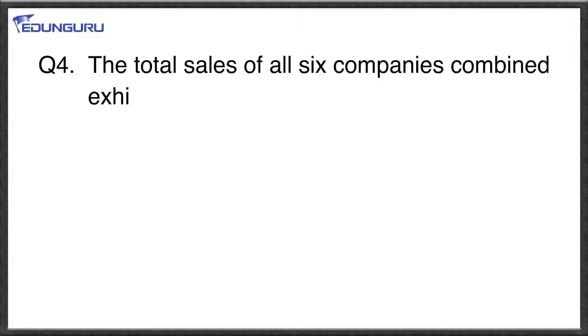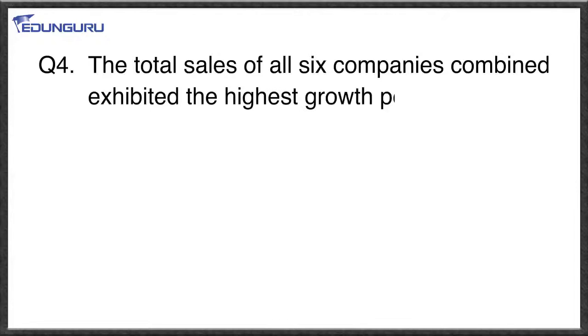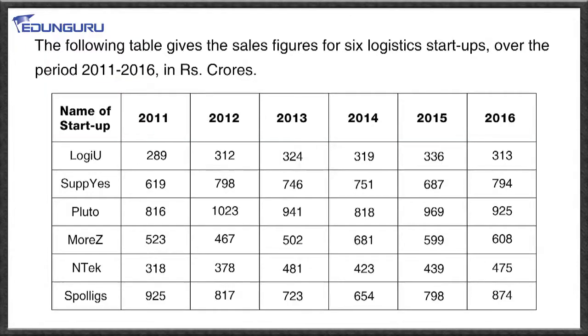Moving on to question 4. The total sales of all 6 companies combined exhibit the highest growth percentage in which year? Now, one way of approaching this might be adding up for all the years. Since I have the sales figures for each year, for each brand, to get the total sales figures for all the brands for that year, I just need to add up. One common way is adding up for all the 6 years.